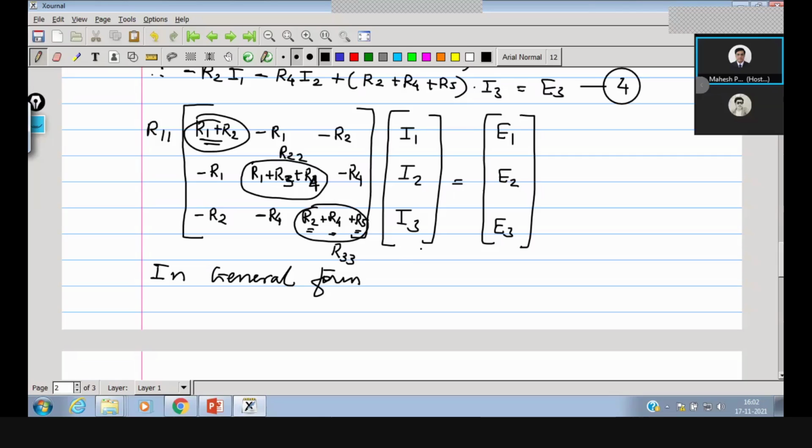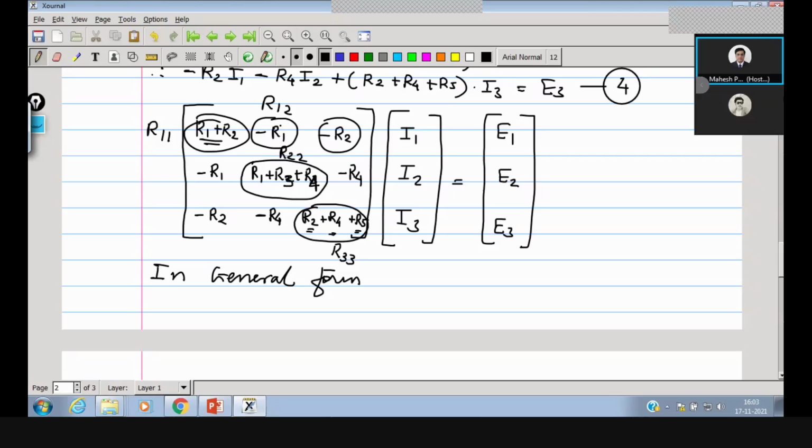Similarly, this value is minus R1, minus R2. This minus R1 is due to current I2, and it is the common resistor between meshes 1 and 2. Because of this current I2, it is written as R12. So here it is minus R1, and this is also minus R1. All the remaining terms are minus, just observe, and the diagonal terms R11, R22, and R33 are positive numbers.